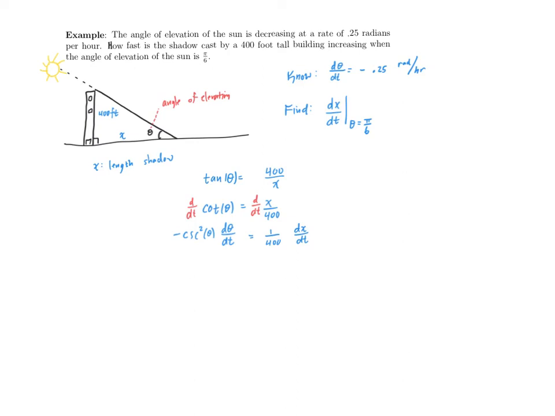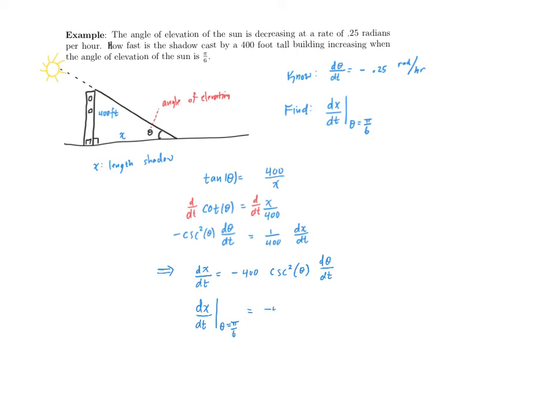So to isolate the dx dt, we are going to multiply both sides by 400. And I'm going to switch sides just for convenience. dx dt would be minus 400 times cosecant squared theta times d theta dt. And what we want to know is dx dt at that angle of pi over 6. And we can just substitute that in now. So dx dt when theta is equal to pi over 6.